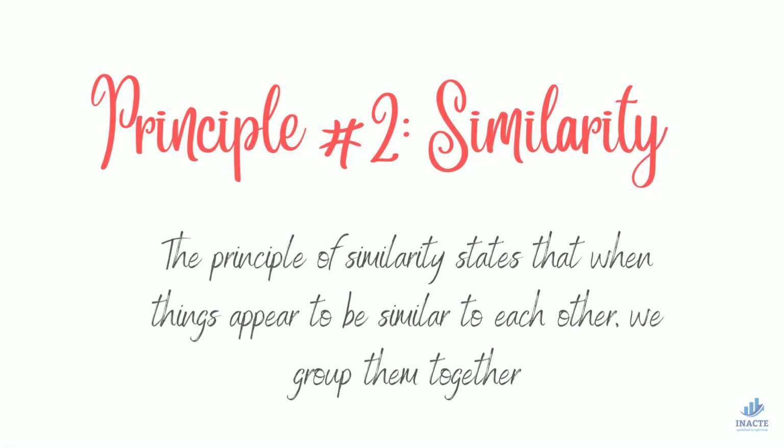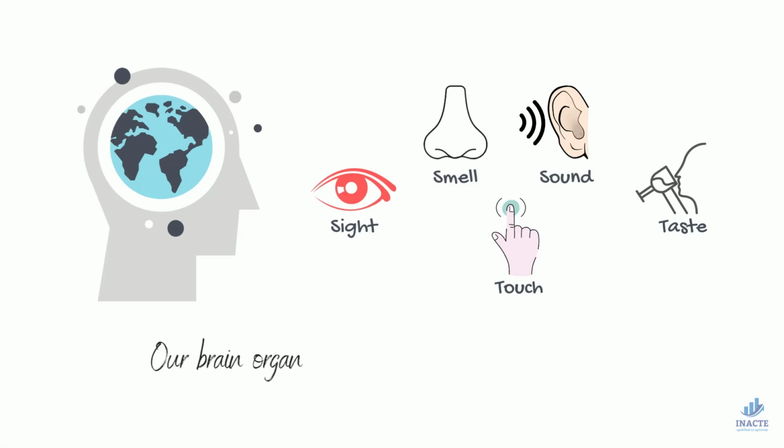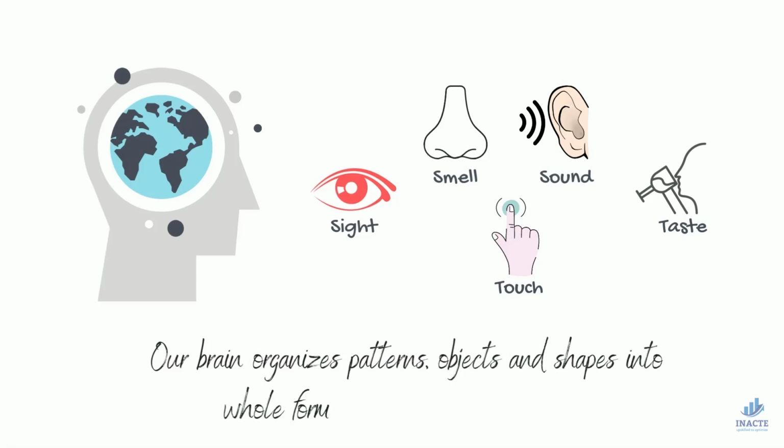The perceptual process enables us to perceive the world through our senses of sight, smell, sound, taste and touch. In particular, our visual system processes a vast amount of information in its environment. Rather than perceiving elements separately, our brain organizes patterns, objects and shapes into whole forms that we can understand.